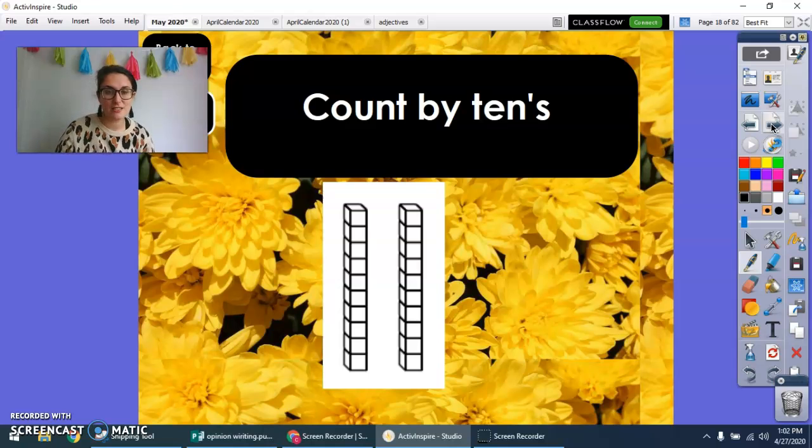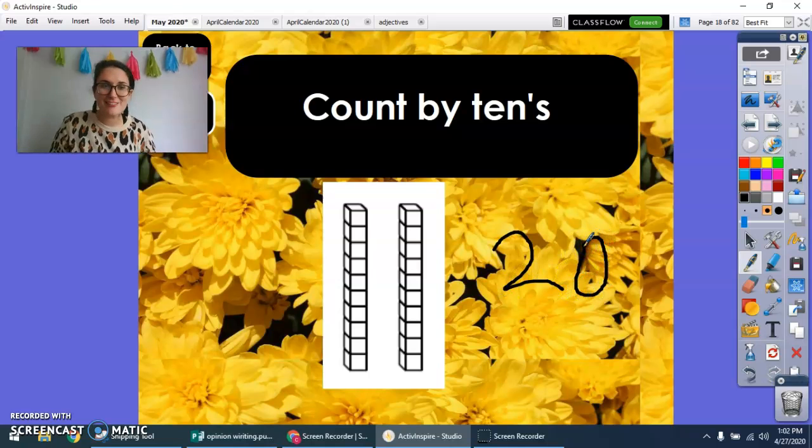We're going to count by tens. We know each of these rods is worth 10. All right, so I've got 10 and 20. So if I'm going to write a 20, I can write a 2 and a 0 to make 20.